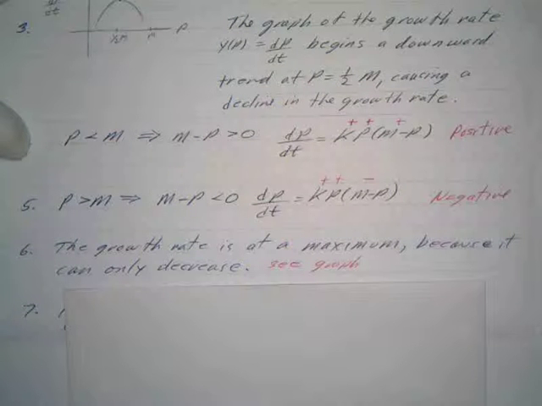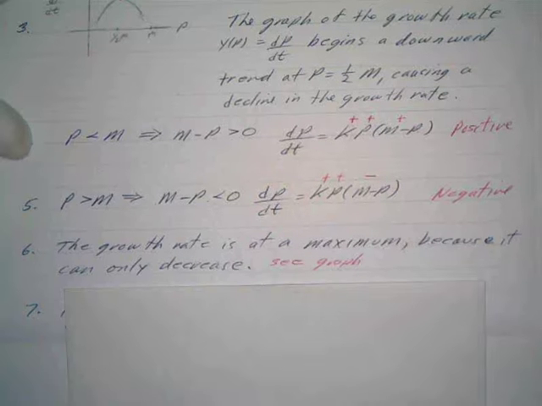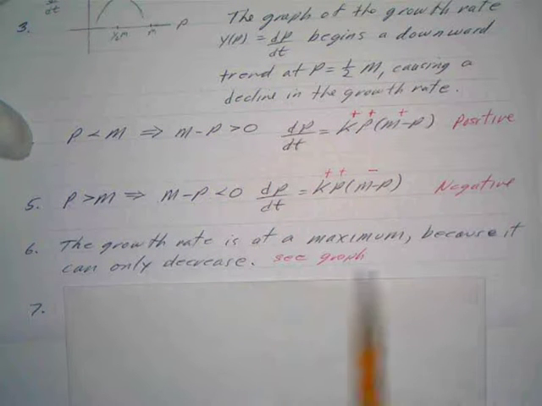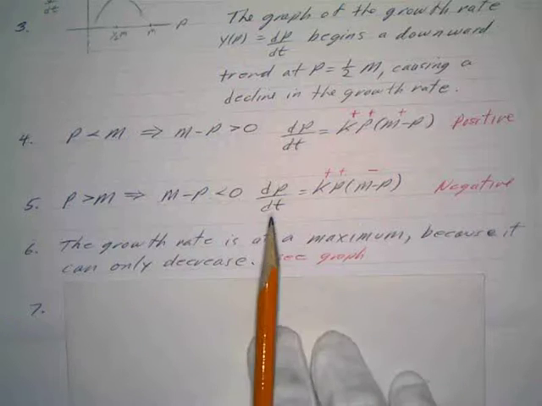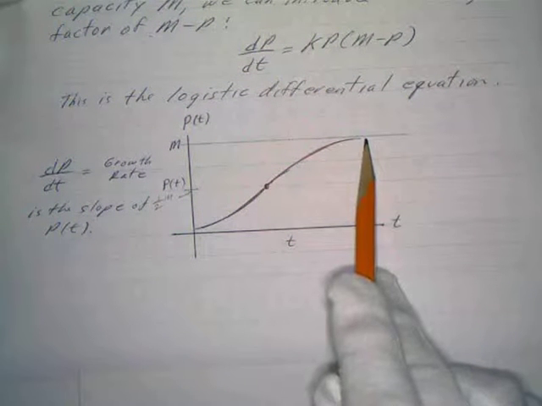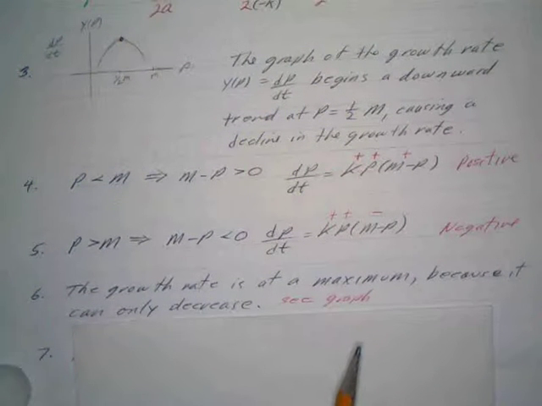If you take an island that's only capable of supporting 500 people, and you put 500 people on there, it's not going to get bigger than 500 because there's not enough food for them. So it can only go down. It might be able to sustain that, but it's not going to go up, that's for sure. So the growth rate is at a maximum because it can only decrease. And if you see the graph, if I'm up here I can't go any farther. All I can do is go down, because this is the maximum. So that was a tricky one.